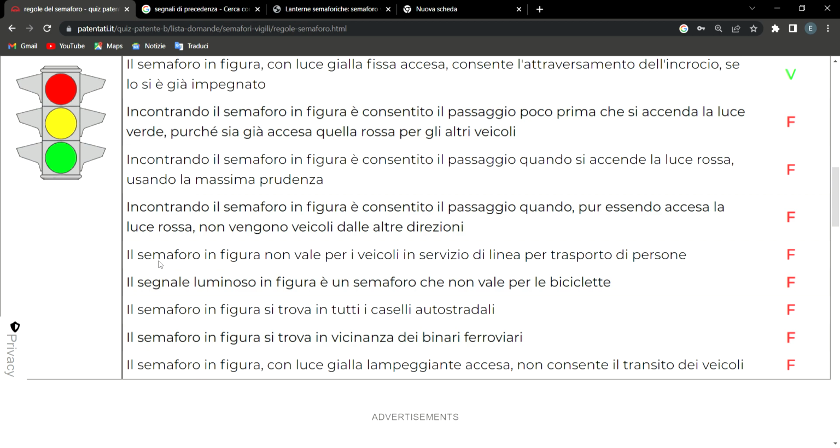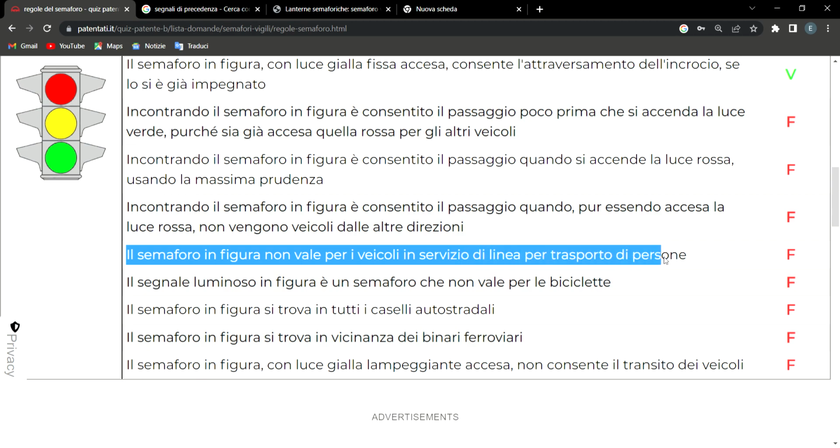Another one again, it says, "in semaforo in figura non vale per i veicoli in servizio di linea per trasporti di persone." So it's simply saying that this very sign is not valid for some vehicles that are used for public transport. So it's faster. Whether private transport or public transport, whenever you are in this junction, you try as much as possible to obey the various lights. So this is the reason why this one is faster.